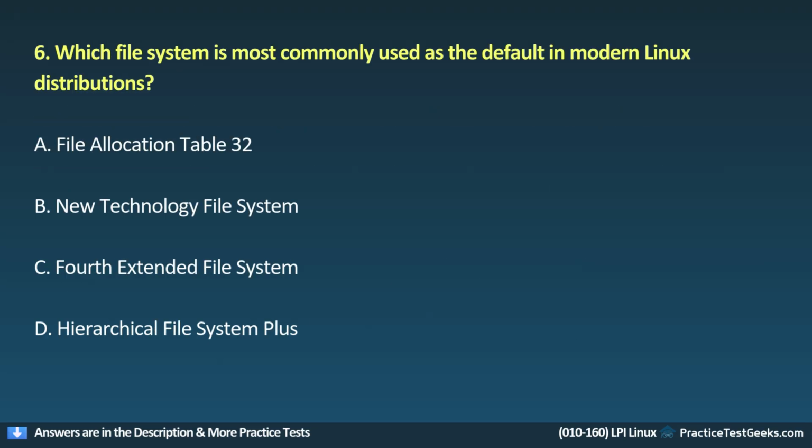6. Which file system is most commonly used as the default in modern Linux distributions? A. File Allocation Table 32. B. New Technology File System. C. Fourth Extended File System. D. Hierarchical File System Plus.